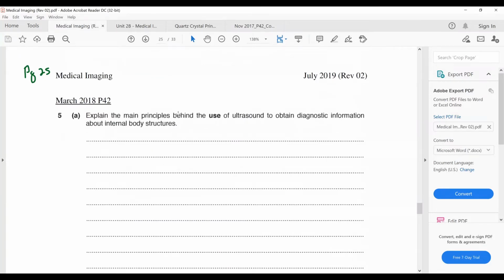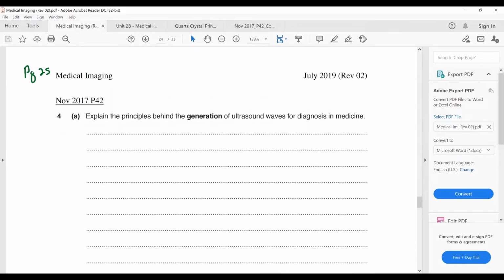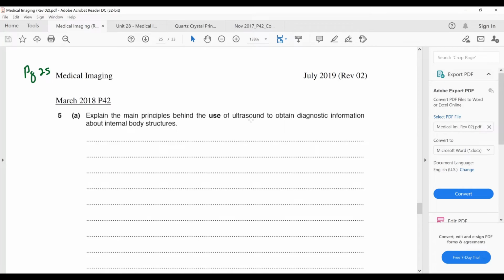If you look at page 25, it says: explain the main principles behind the use of ultrasound to obtain diagnostic information about internal body structures. Now, when you look at this question and the question before that, they might look similar, but they're talking about entirely different things. Page 24 is talking about how you generate ultrasound waves. Page 25 is asking how you use ultrasound waves to obtain diagnostic information about internal body structures. In other words, it's asking how you produce an image of your body structure using ultrasound.